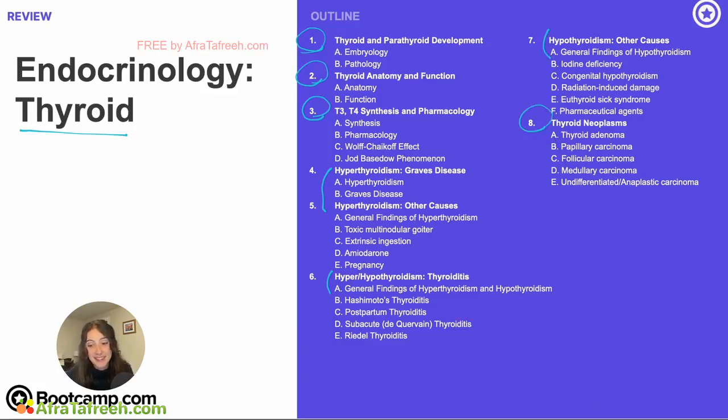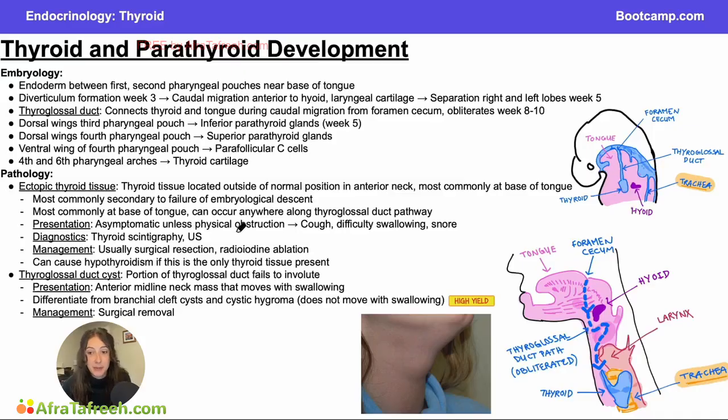So let's get started. In this section, we'll be talking about the development or the embryology behind the thyroid and parathyroid. And why I want you guys to be aware of that is there's some key pathologies that are going to directly result from errors in the embryological development. So if you understand embryology, it'll really help you understand those pathologies that might show up on step 1. Now, before we dive into the pathology, I want to orient you to our two drawings over here.